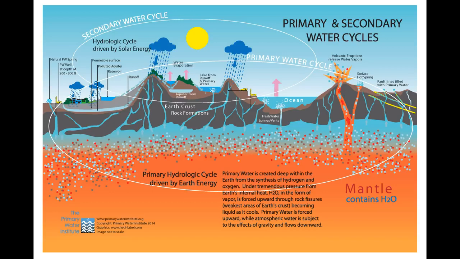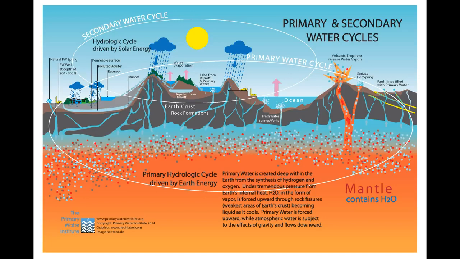So all of the containment of water that's on the surface, such as the oceans, the reservoirs, and the lakes, are all a result of the primary water surfacing, and then it becomes the secondary water cycle. So I think this is a terrific illustration in the sense that it is really showing people the two cycles of water.